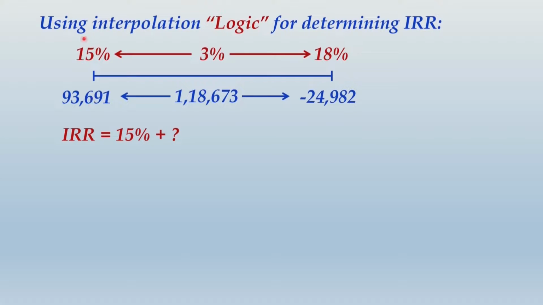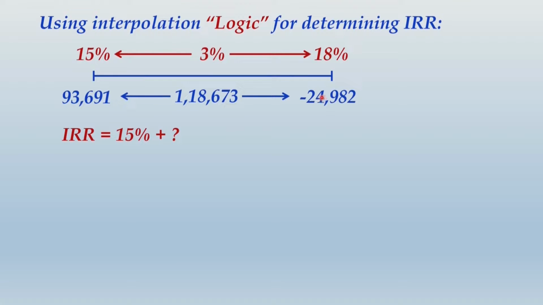When we increase the discounting rate from 15% to 18%, the discounting rate was increased by 3% and the decline in NPV was by 1,18,673. So we wanted to reduce the NPV by 93,691, but NPV got reduced by 1,18,673. That is why NPV resulted from this positive value to this negative value.